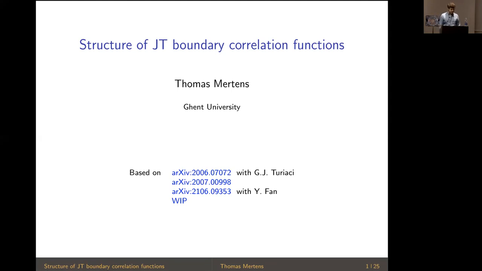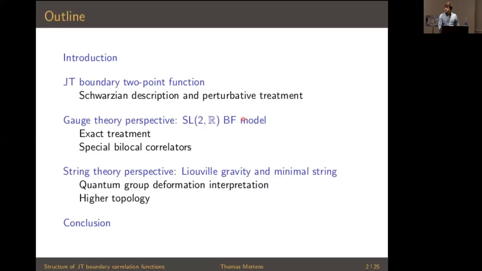My title is Structure of Jackiw-Teitelboim Gravity Boundary Correlation Functions, and my talk will be roughly based on these papers and some work in progress. So let me start by giving you a brief outline of my talk.